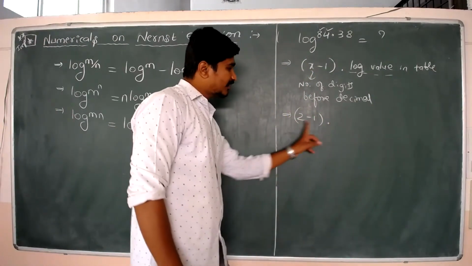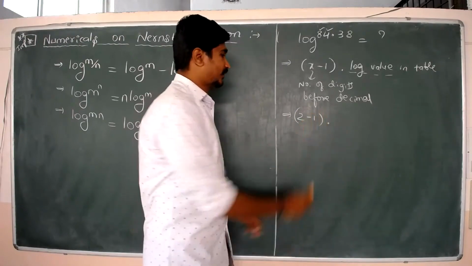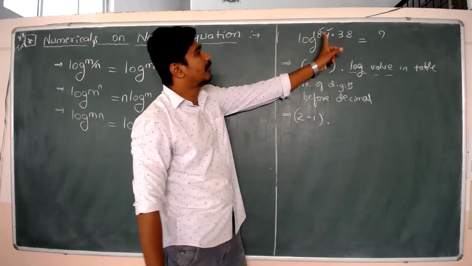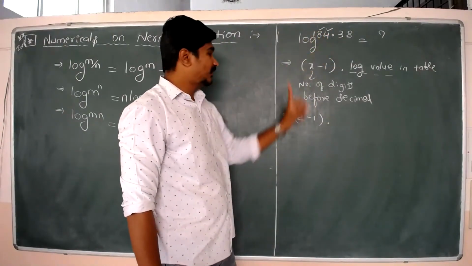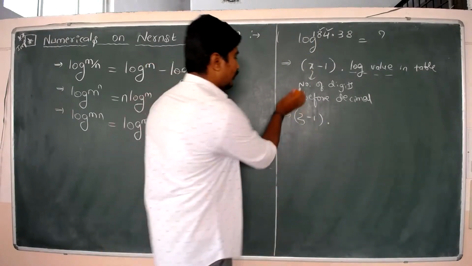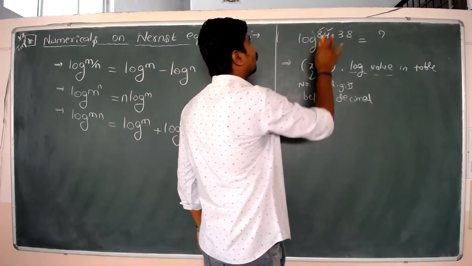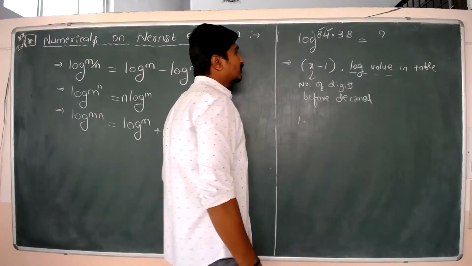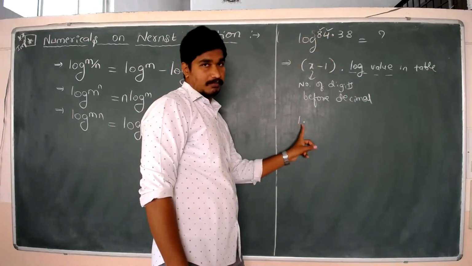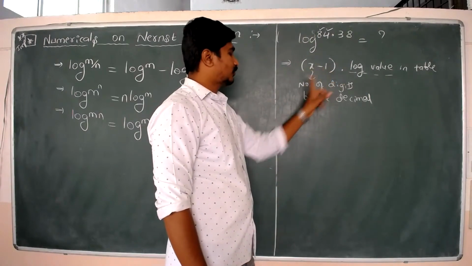Decimal means how much is it? 1 point. If it is 1, then here before the decimal, how many digits are there? 1, 2, 3. It means the x value is 3. 3 minus 1 means it will be 2 point. Similarly, for 84 point, here it will be 1 point because x is 2. Here before the decimal 2 digits are there. Therefore it will be 1 point. Here 2 minus 1 means 1 point.